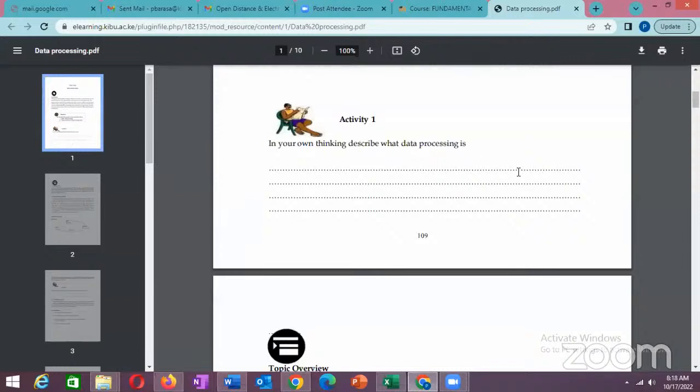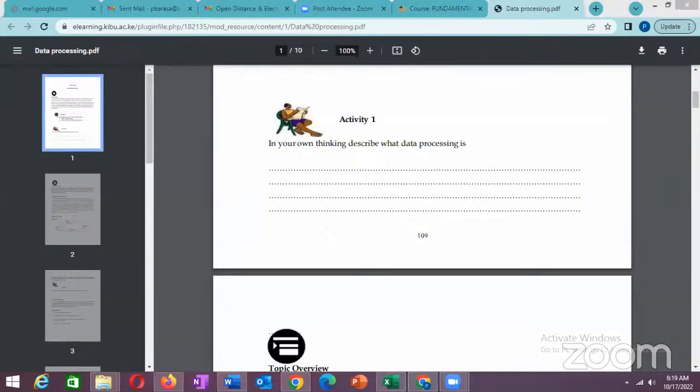So in the chat box, I'm typing, but you will also respond in the forum later. I'm just posting the same question in the chat box so that we can respond to it. In your own words, describe what data processing is. In the chat box, kindly respond if you have any idea of what data processing is. That's our activity 1. But in the forum, you'll have your time. You log into the forum and respond to that question.